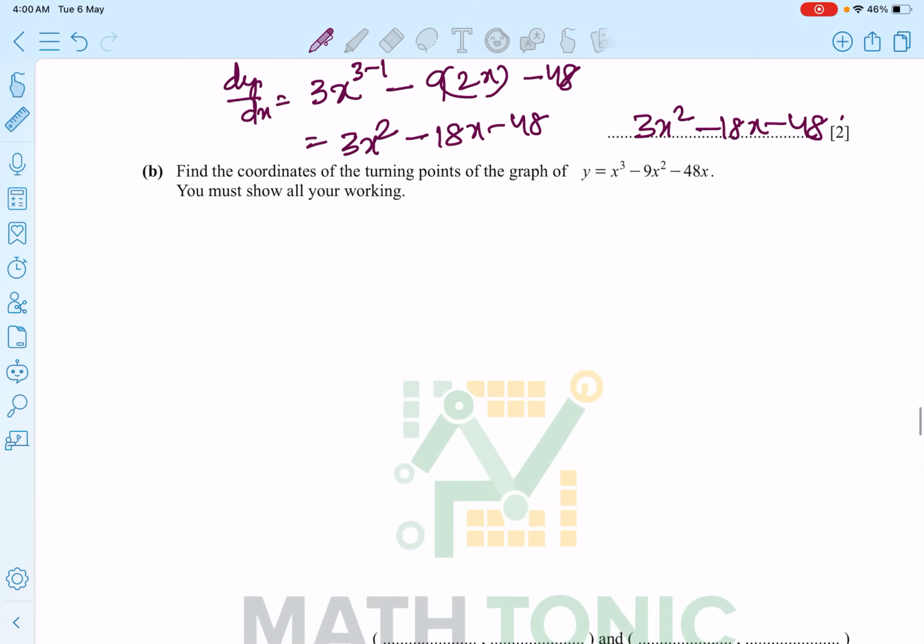Got it? Next, find the coordinates of the turning points of the graph y equals this. Okay, remember, no need to draw the graph for understanding purposes. I'm doing this.